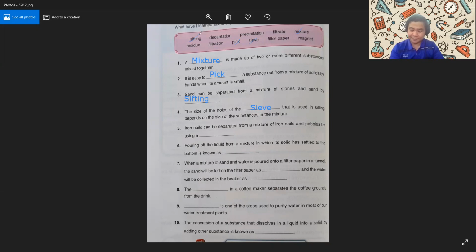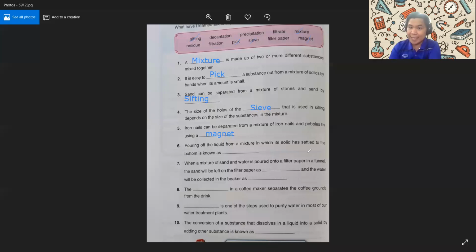Okay. What is your answer? It is, of course, iron nails is metal. So you use a magnet. Use a magnet or separation technique by magnet. That's number 5. Don't forget to cross out the word magnet so that you don't need to remember to choose it again.